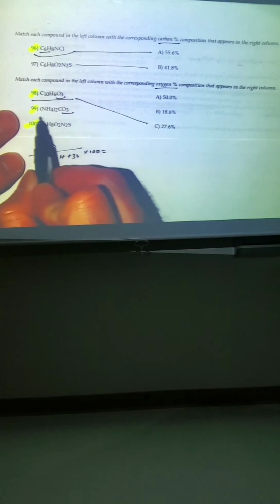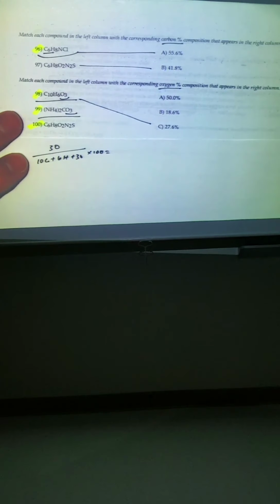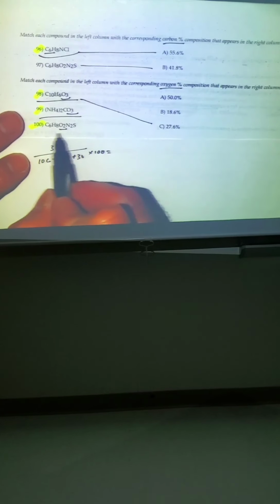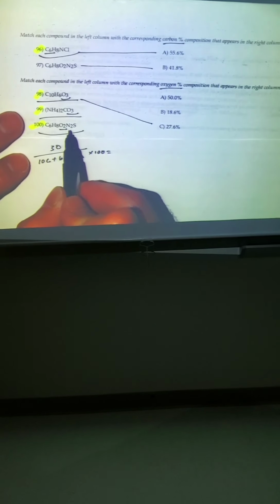Do that for 99 and 100. So piece, 3 O's divided by everything. So 2 nitrogens, 8 hydrogens, 1 carbon, 3 oxygens times 100. Here, take 2 O's divided by everything. So 6 carbons, 8 hydrogens, 2 oxygens, 2 nitrogens, sulfur all on the bottom times 100. You'll get those as well.